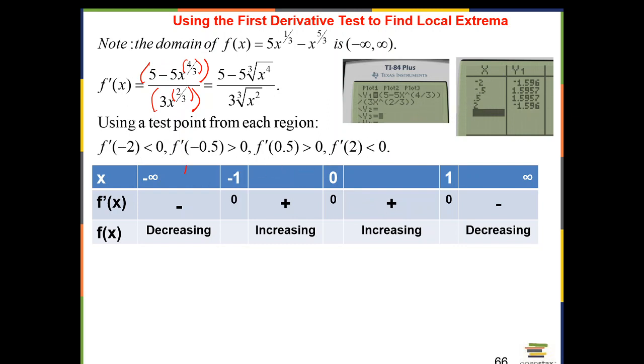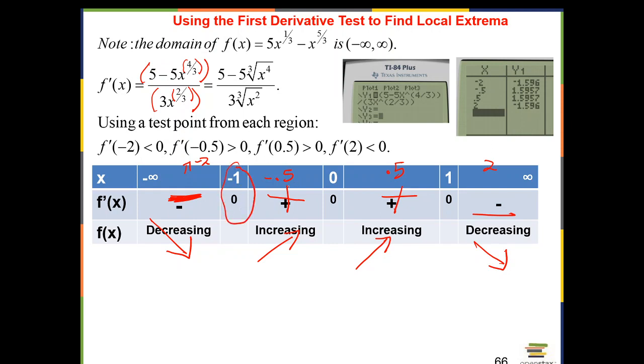Let's say we pick a negative 2 here. If I put negative 2 in the derivative, I get a negative number, so that's negative. And between 0 and negative 1, we can put negative 0.5. I get positive. And between 0 and 1, I can put 0.5, and it's positive. And then after 1, we can put 2, and you see it's negative. So this function goes down to this point, and then goes up, still up this way, and then goes down. So we know at this point, we have what?